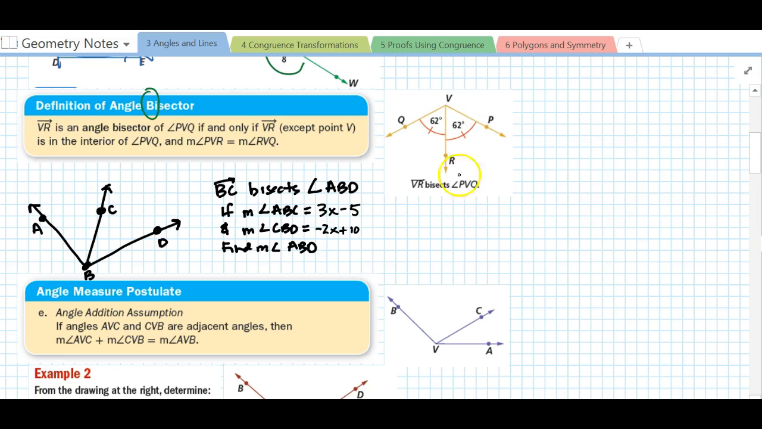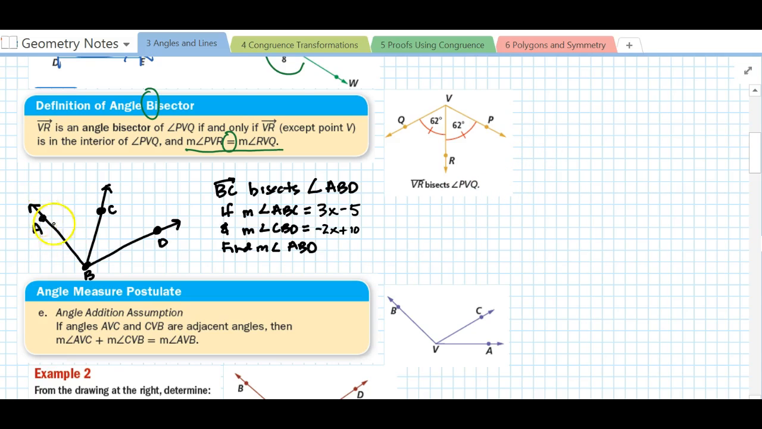So if we look at angle PVQ here in this picture, PVQ is cut in half or bisected by ray VR. And you can see that the measure of the smaller angle, or the angle on the left, is 62 degrees, and the angle on the right is 62 degrees. So VR has successfully cut that angle into two equal parts. So we say that the measure of the two angles is equal. So let's do a practice question related to that.